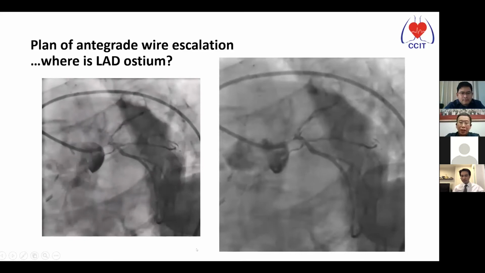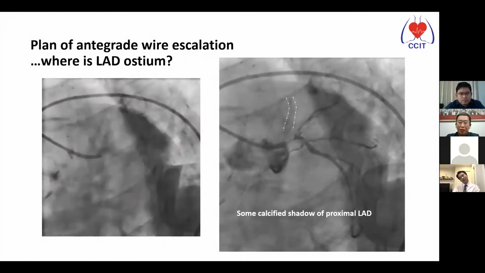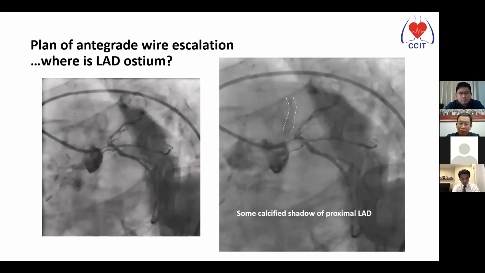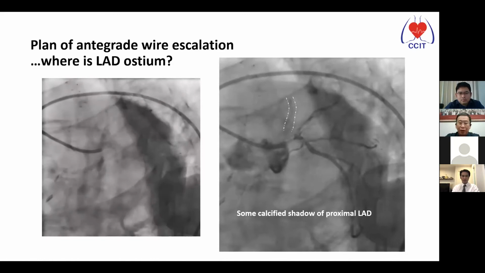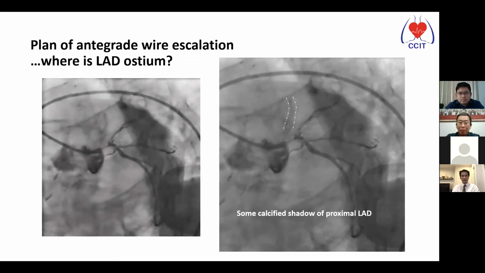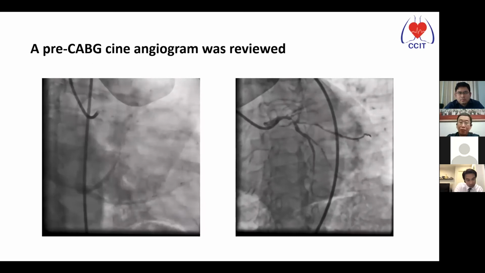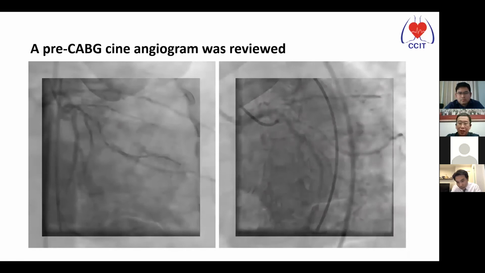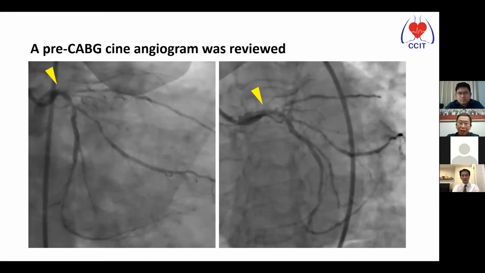In this case, since this case was done in another hospital, at that time we reviewed this case and had no idea and planned retrograde as well. But before the operation, the patient brought back the angiogram before CABG. So we had a chance to review the angiogram before CABG. What you can see in this angiogram is that, quite luckily, we can see some stump of the LAD, and the left main is quite short in this view.